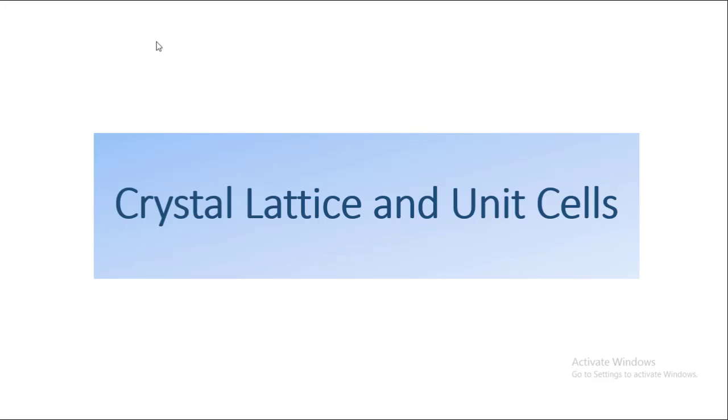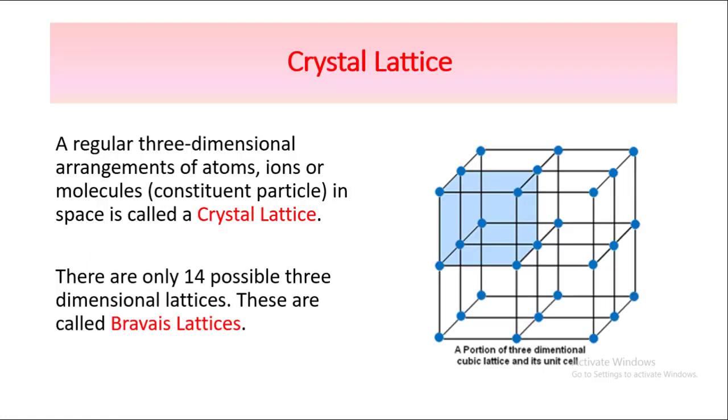In this video, we will be discussing crystal lattice and unit cells. A crystal lattice is a regular three-dimensional arrangement of the constituent particles in space. So if we look at this diagram, this is a crystal lattice in which these blue marks are the constituent particles. These constituent particles can be an atom, a molecule, or an ion. And this blue shaded cube is a unit cell. So when many such unit cells are joined together, it forms a crystal lattice.